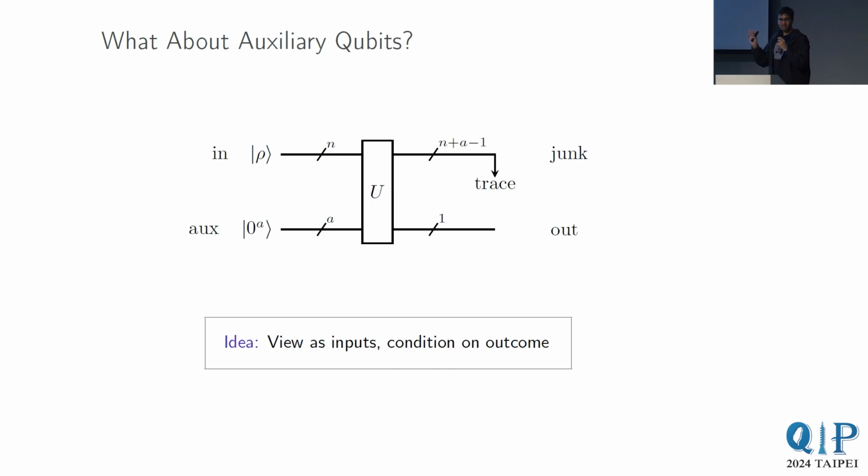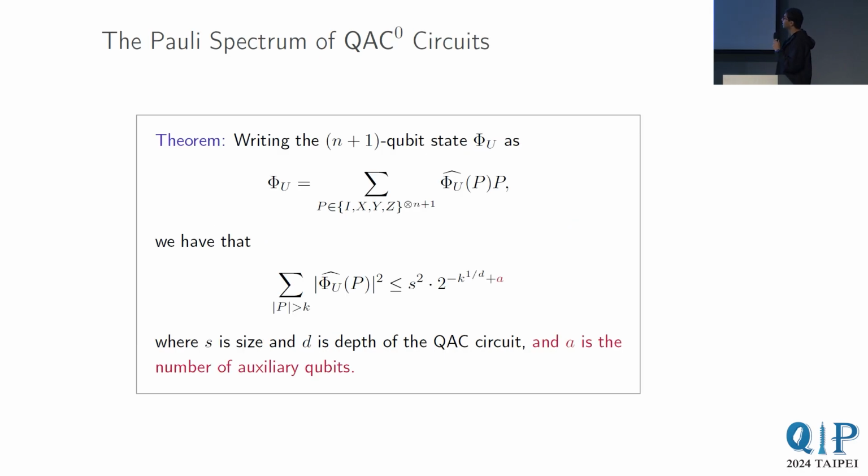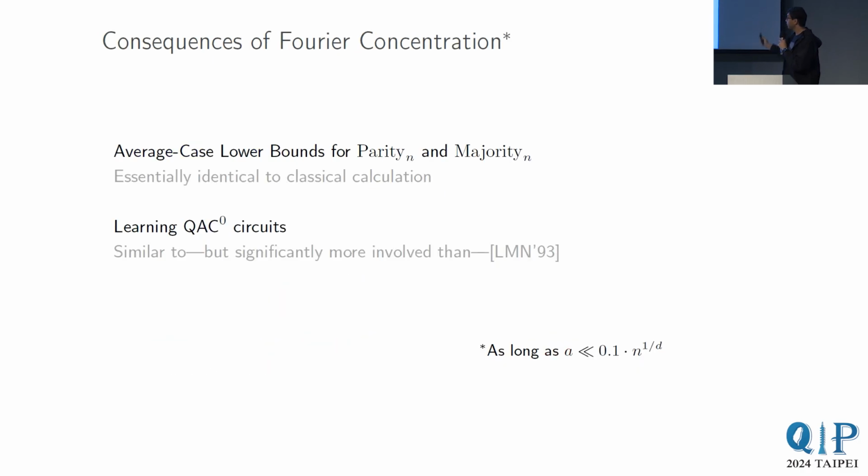I said pretend that there's no ancillas. So let me tell you what happens when you do have these ancilla qubits. We treat them as inputs, and then we post-select on the output. And consequently, when you have A ancilla qubits, you have a 2 to the A blow up in this tail bound, which makes us unhappy.